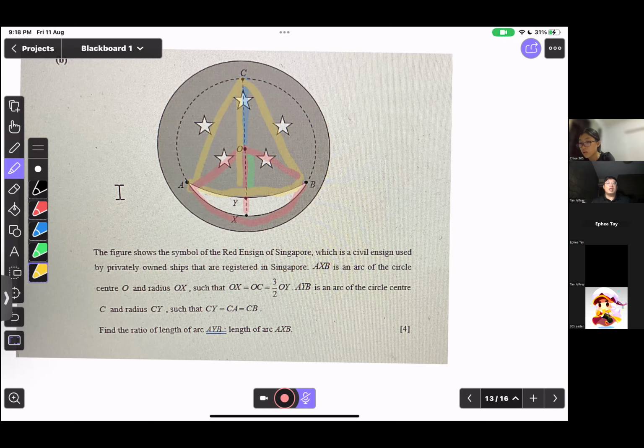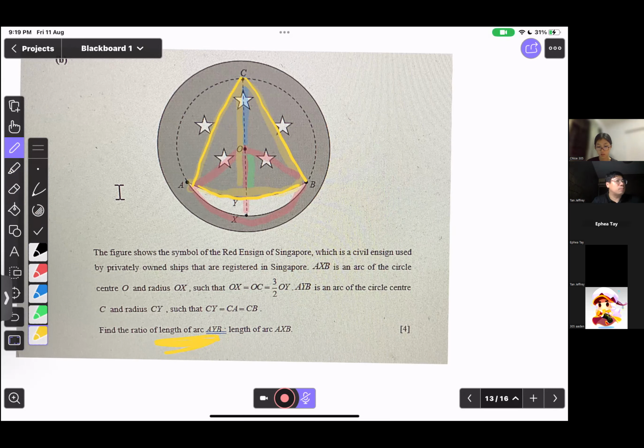So if I want to find the length of arc AYB, I will use yellow color first. I'm going to look at this yellow color arc. Let angle AYB be theta. Can you see? Angle AYB, I call this theta. Is that okay with you?